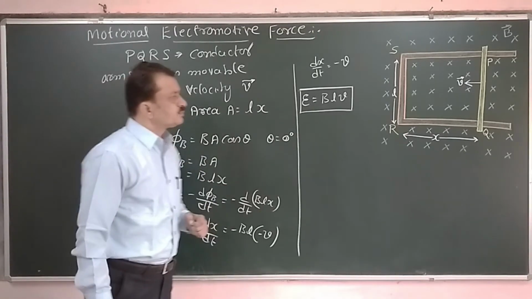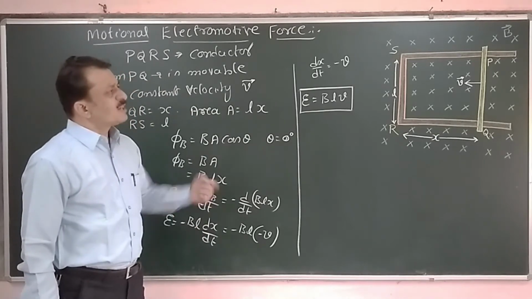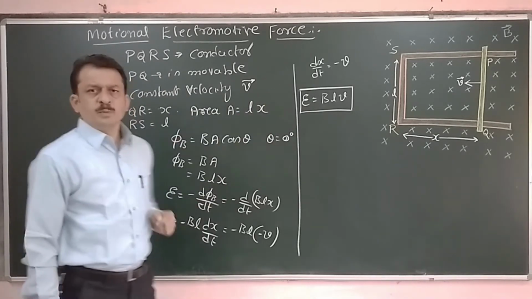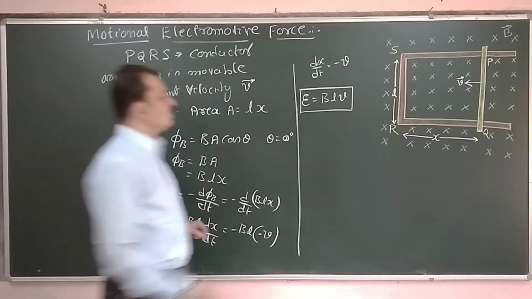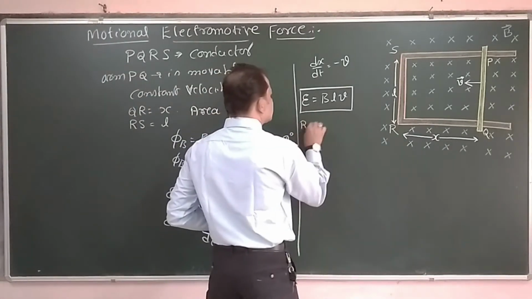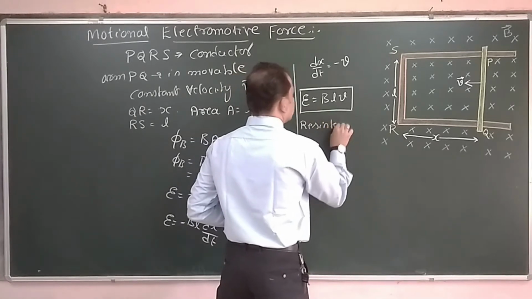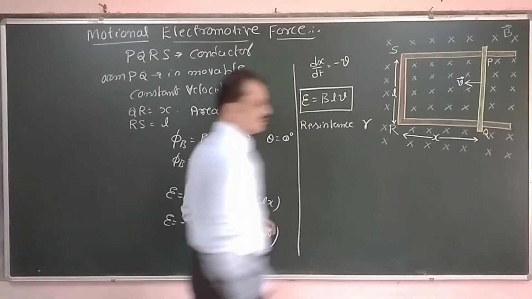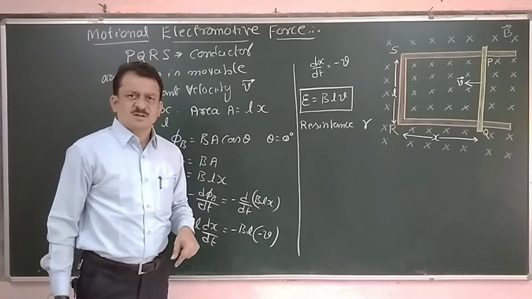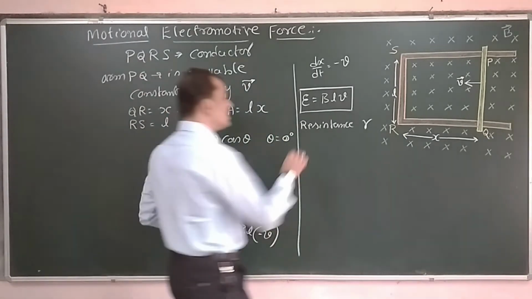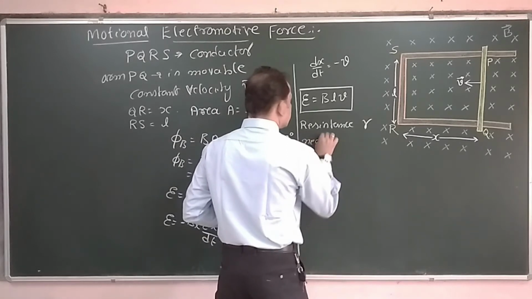Now next, we will consider that we have a rectangular loop. Let PQRS have a resistance small r, and all the remaining arms have negligible resistance.